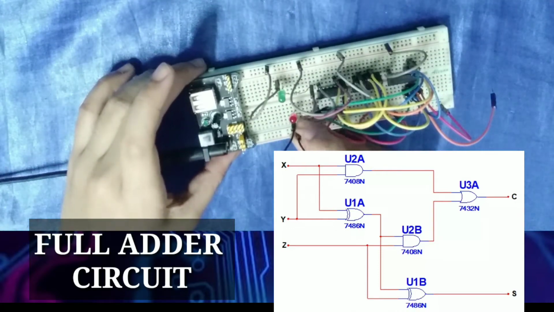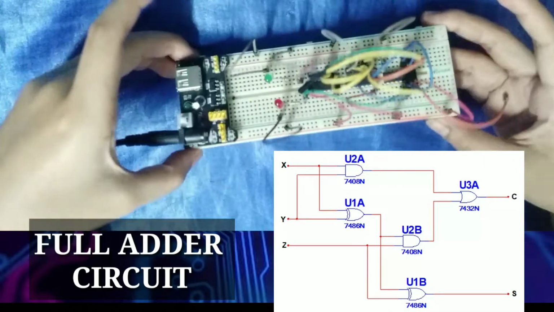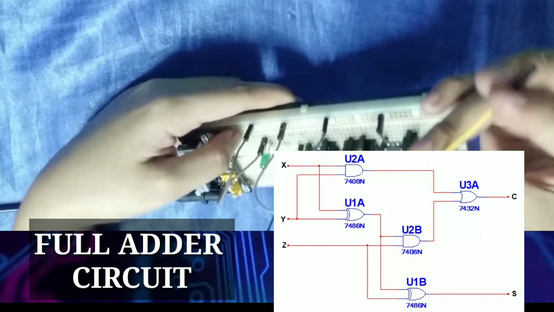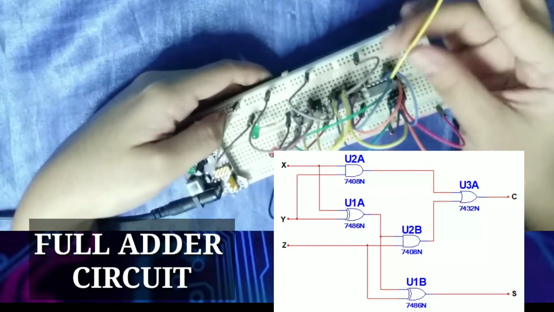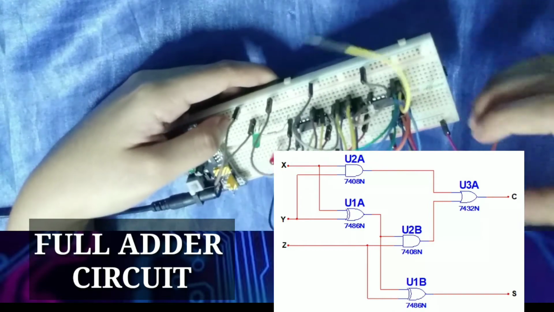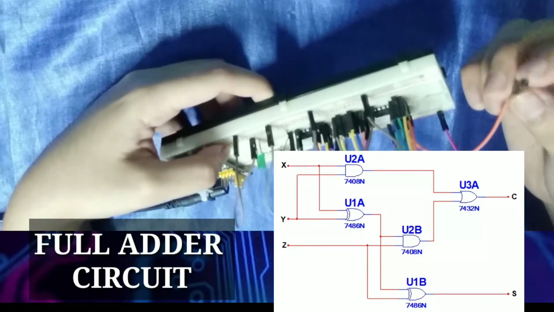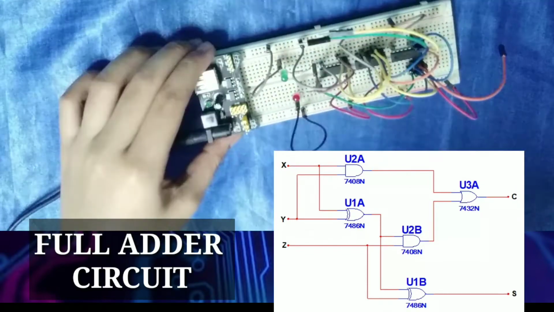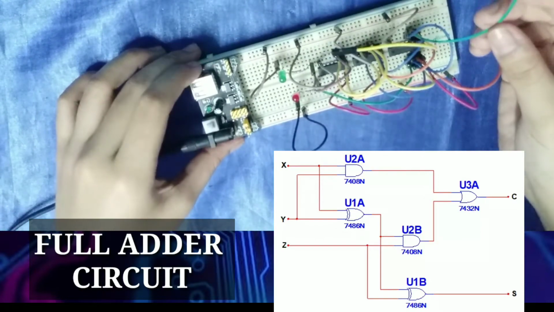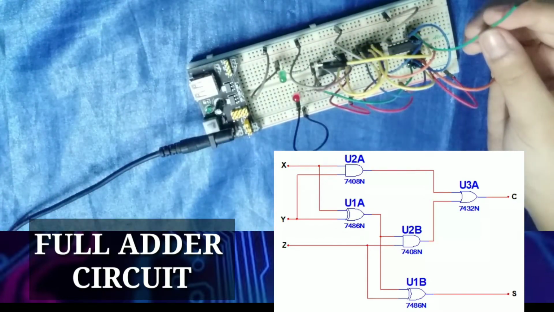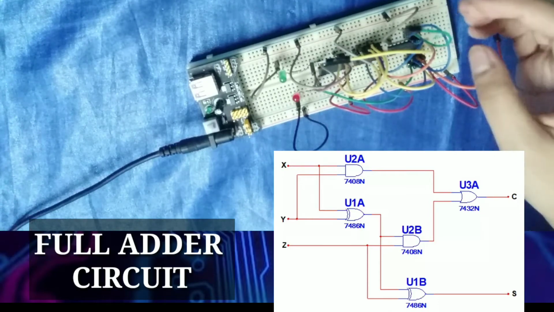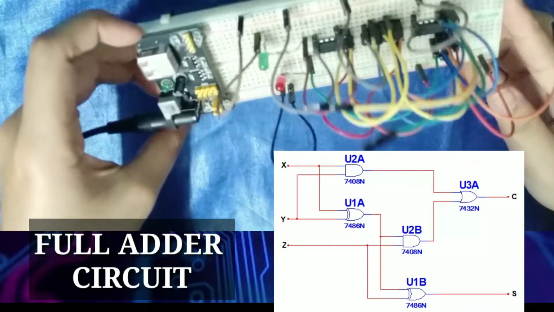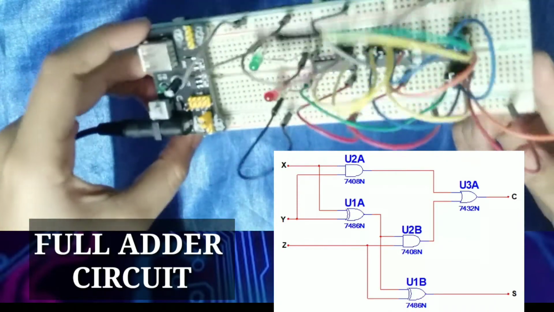Okay, so for this connection, take note for our input. The yellow wire will be our input X, our orange wire here will be our input Z, and our green wire here will be our input Y for our truth table. So for our full adder circuit, this will be our breadboard setup.